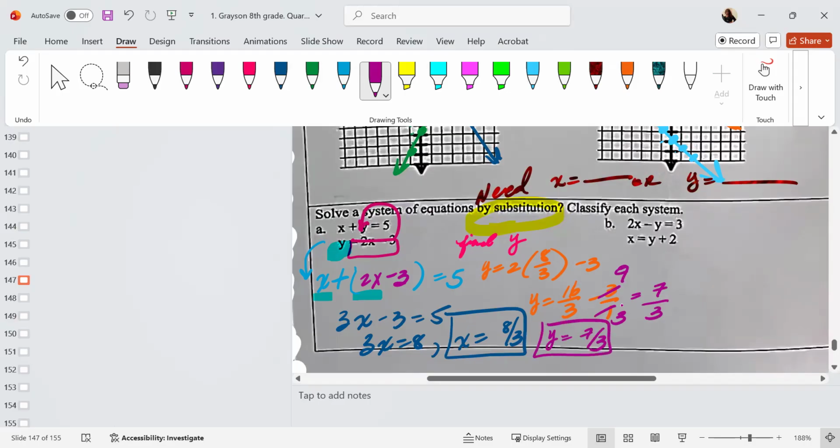So your answer, when you write it down, 8 over 3 is x, 7 over 3 is y. And that's your answer. Okay?